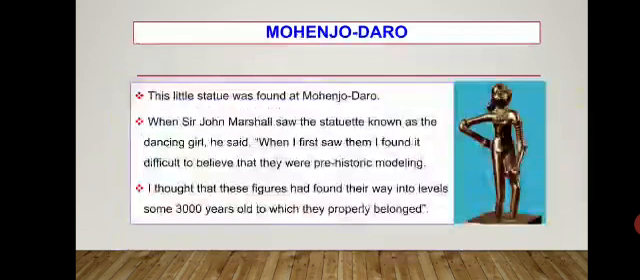Next one is Mohenjo-daro. One little statue was found at Mohenjo-daro. Sir John Marshall saw the statue known as the Dancing Girl. He said, "When I first saw them, I found it difficult to believe that they were prehistoric modeling. I thought that these figures had found their way into levels some 3000 years old, to which they probably belonged." Students, refer to page number 152.